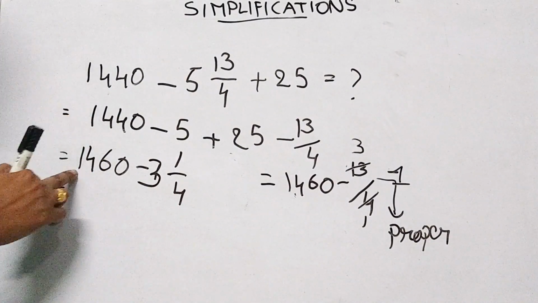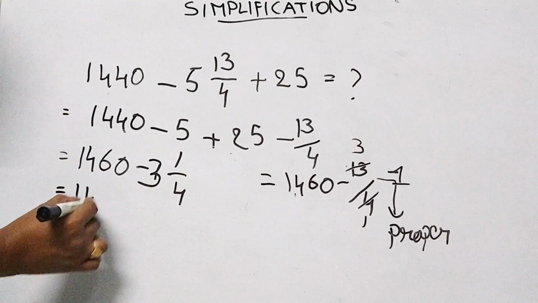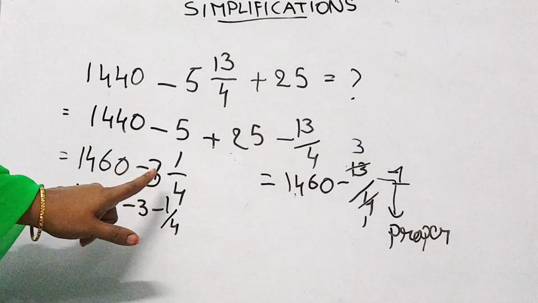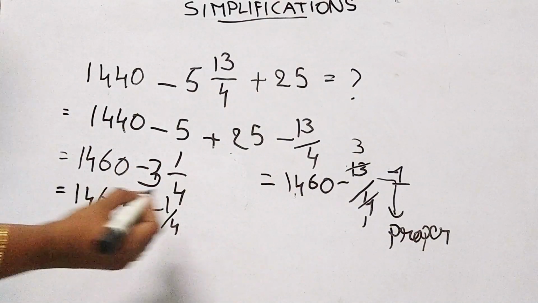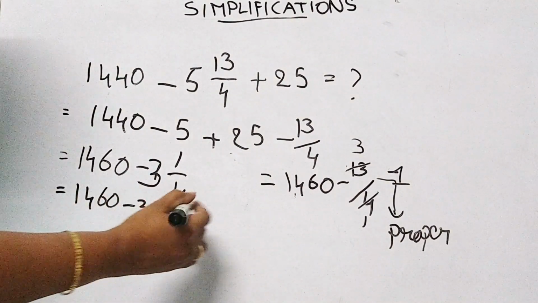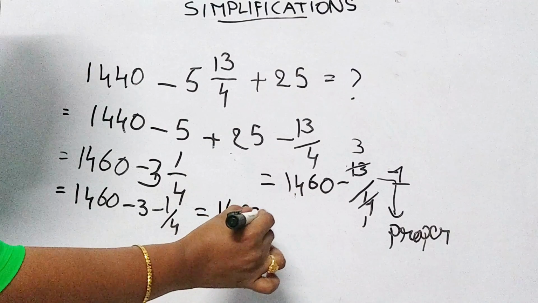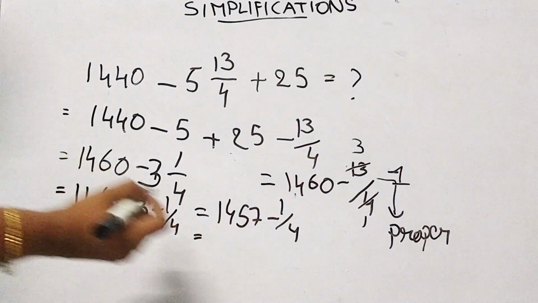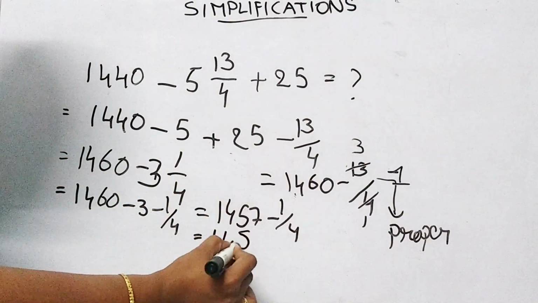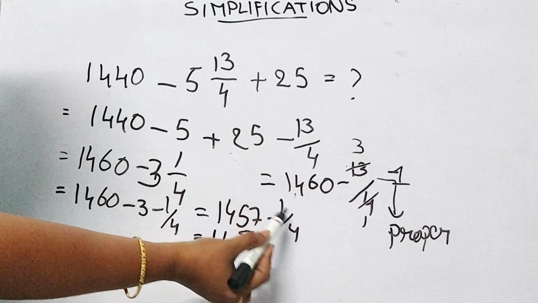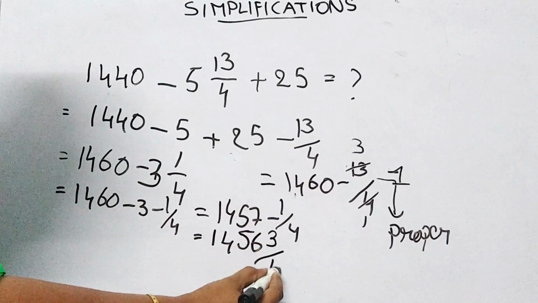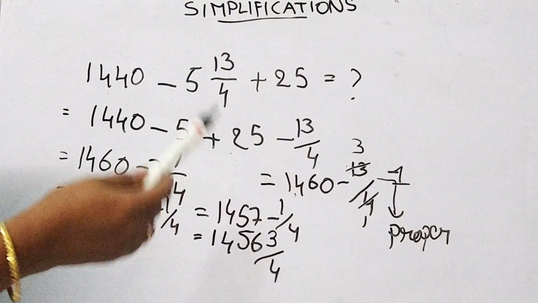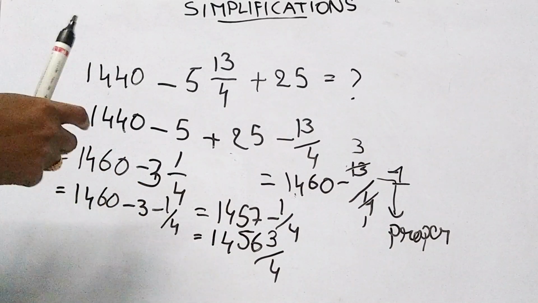Now 1460 minus 3 minus 1 by 4, because this minus applies to this fraction also. 1460 minus 3 is 1457 minus 1 by 4. So there is a shortcut for subtractions. First we reduce one from the number and take the difference of these two, 3 by 4. So this answer is the same as our earlier answer. You can follow any one of these methods, both are easy.